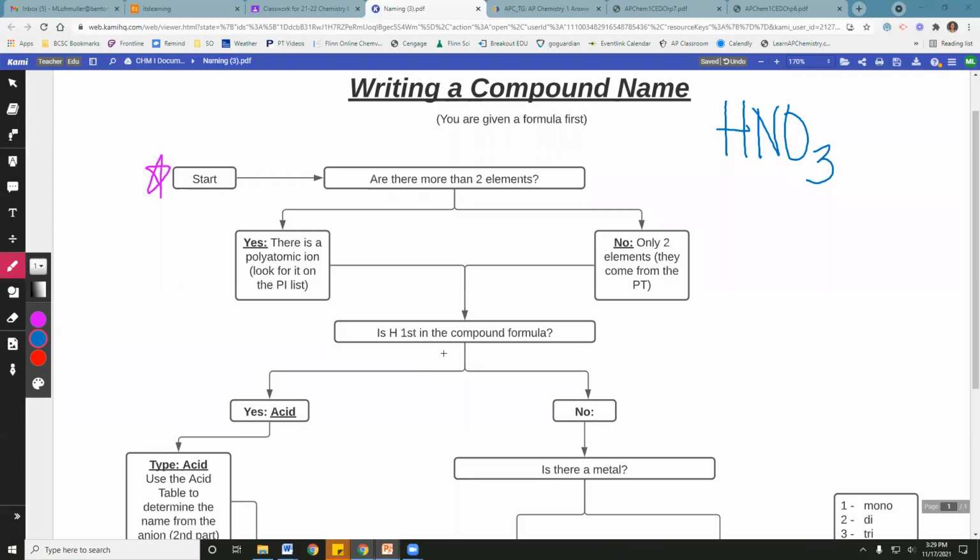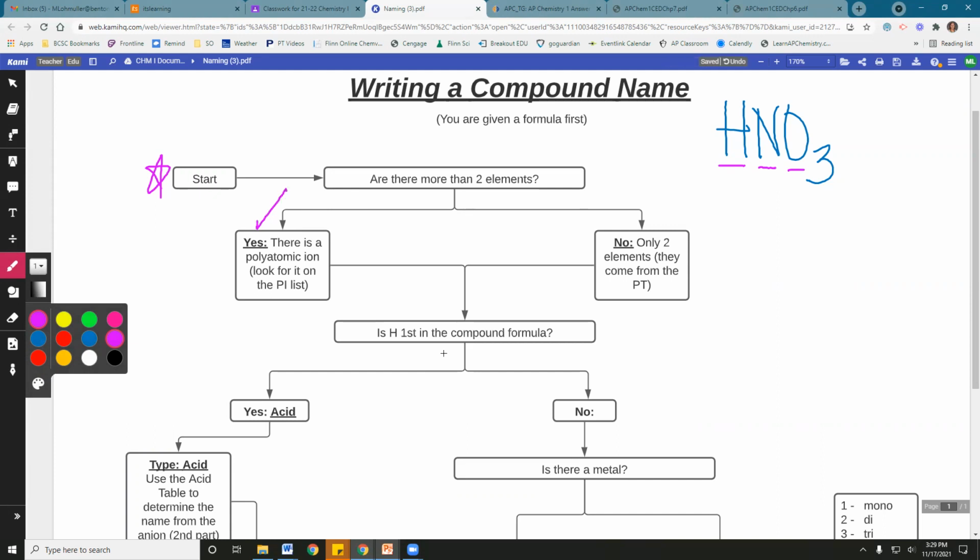All right, last example to go through this flowchart. We are going to look at HNO3. Okay, first question, are there more than 2 elements? Yes, there are this time because we have hydrogen, nitrogen, and oxygen. So that means that it will contain a polyatomic ion.